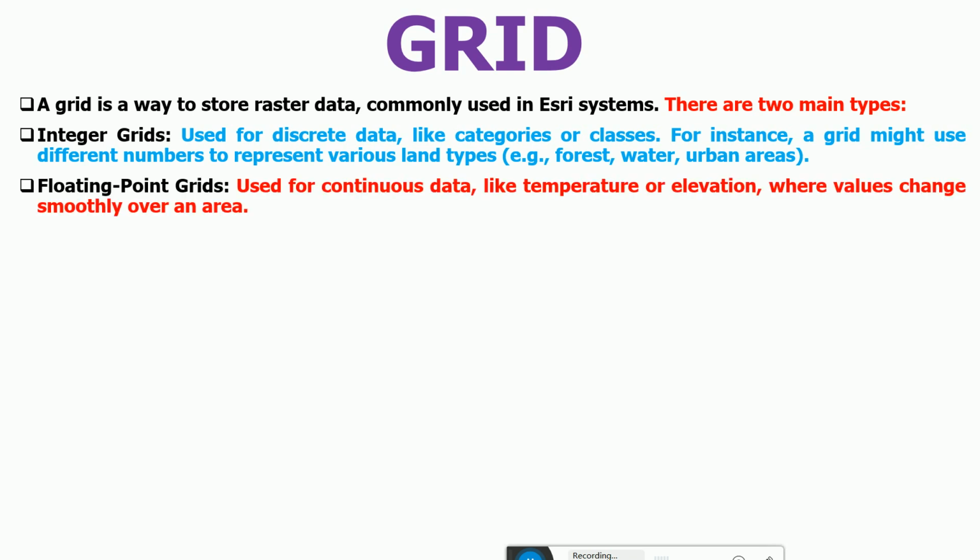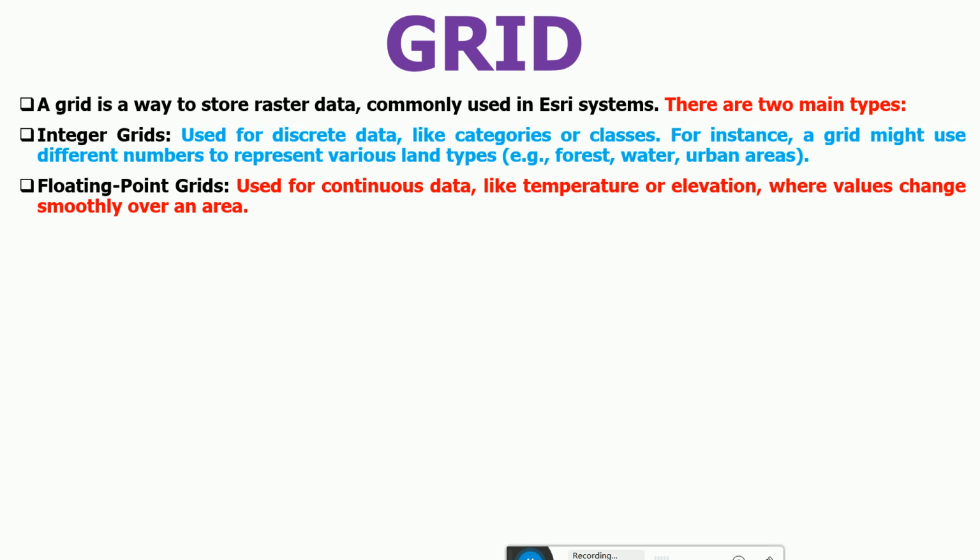Floating grids are decimal grids used for continuous data like temperature or elevation, because here the temperature is 25 degrees centigrade, or sometimes 30.1 degrees centigrade. This can be represented by continuous data, and continuous data is floating type points, but an integer is always a discrete type, where value changes smoothly over an area.